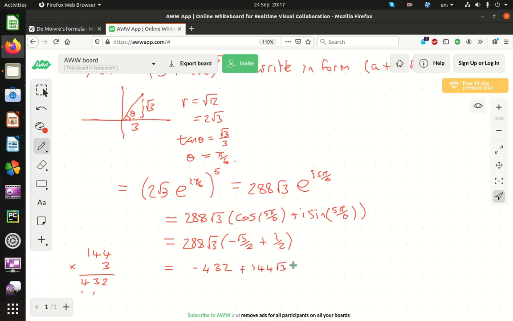And hopefully that is correct if we check the back. Let me quickly check the back. Yep, it's good. Thank God for that. And that is the way de Moivre's can be applied.